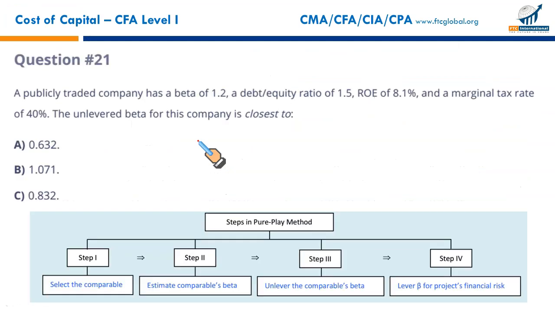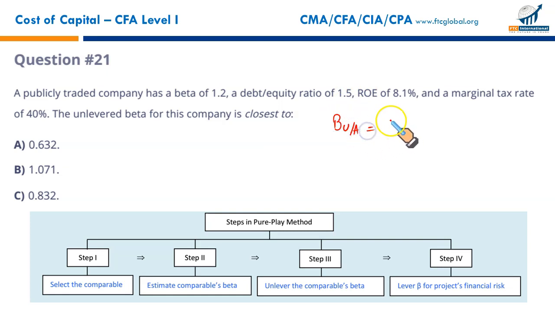A publicly traded company has a beta of 1.2, a debt to equity ratio of 1.5, a return on equity of 8.1%, and a marginal tax rate of 40%. The unlevered beta for this company is closest to what? First, let me give you the formula. How do we calculate the unlevered beta? Sometimes it is called asset beta or unlevered beta.